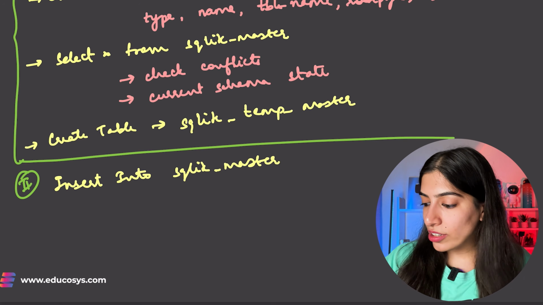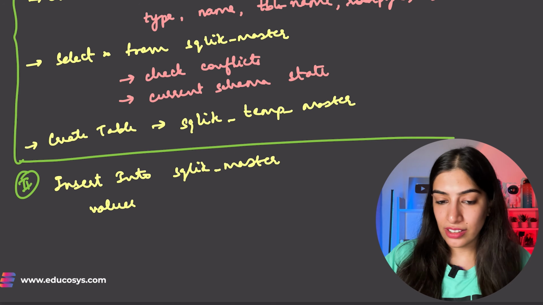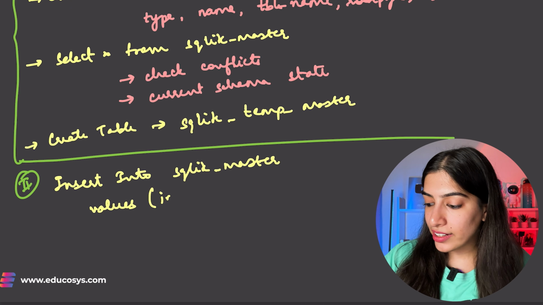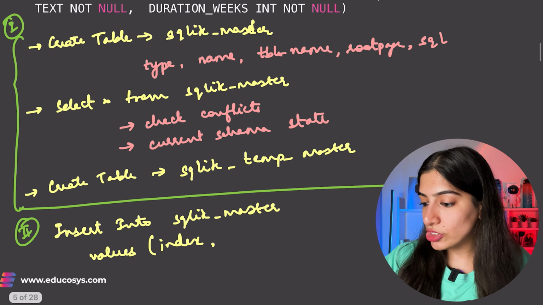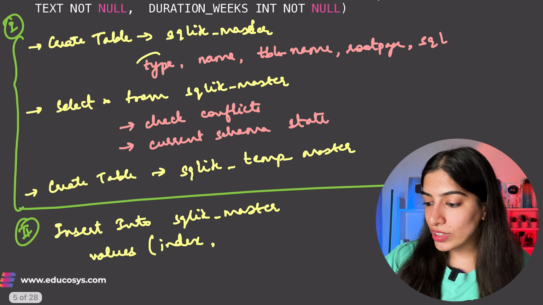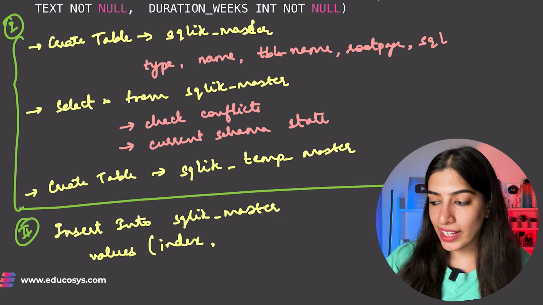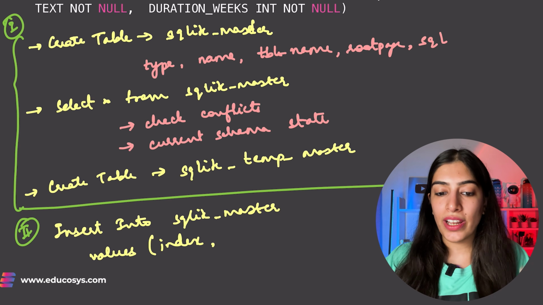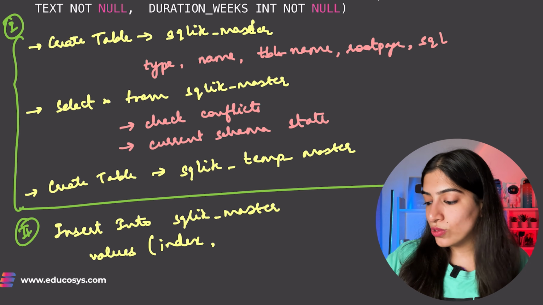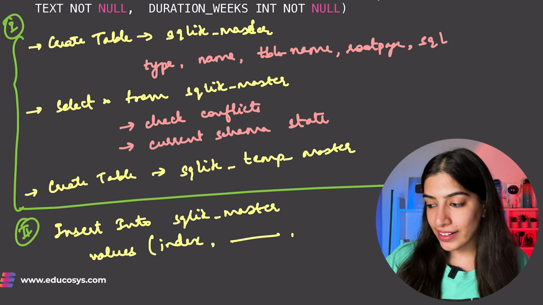And what were the values? I am literally just seeing, okay. So the values were index, because that is the type, right? So here you can see the type. So the index was the type. Then the name was sqlite_autoindex_courses_1. So that was the index name.